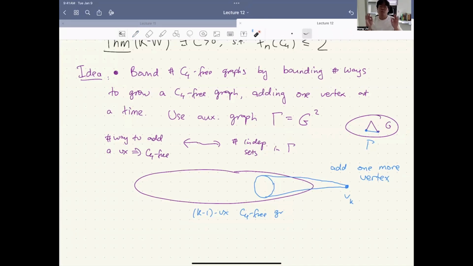What do we have to be careful about? We need to make sure that adding Vk does not create a copy of C4. And how do we guarantee that? What would be bad is if there are two vertices among those we decide to be the neighborhood of Vk that are at distance 2. This is bad, because if you already have this, then you add these two edges, you get a C4.